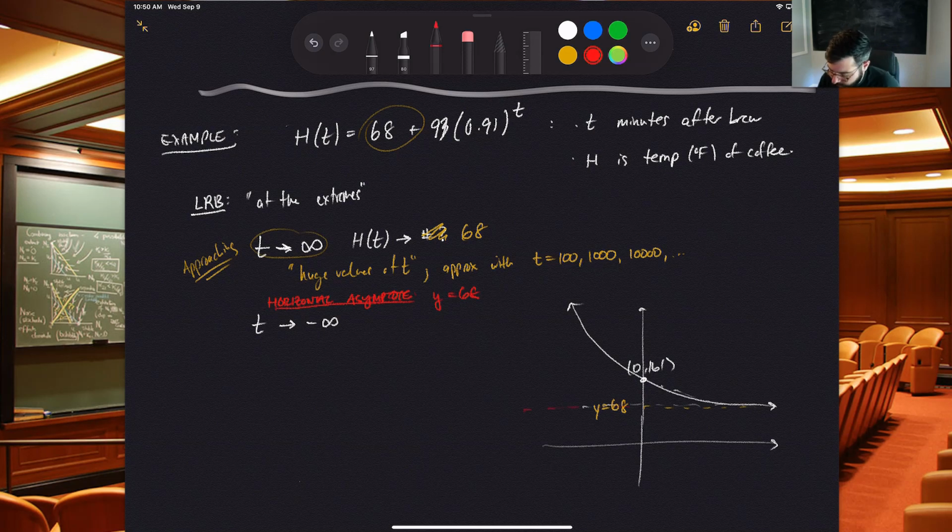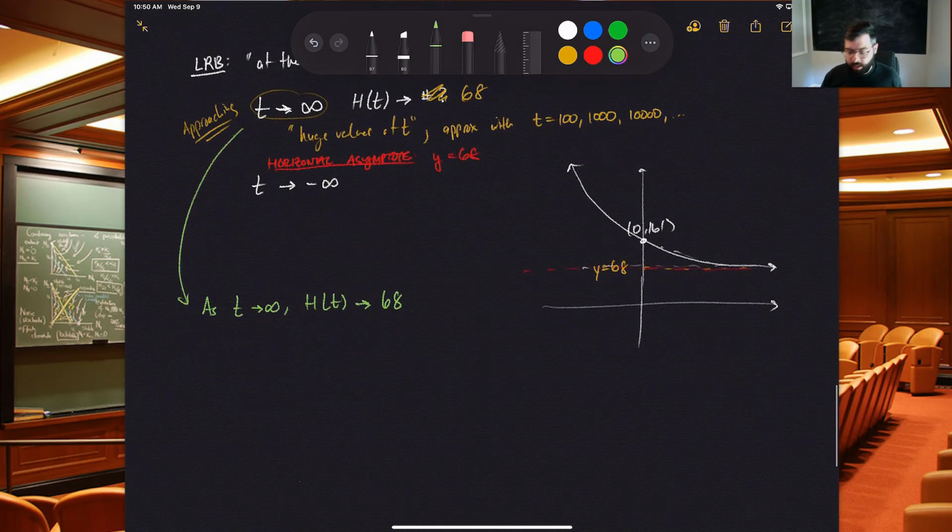If I put y equals 68 into my calculator, which you can do, you'd see that these things will align and converge as t increases. Okay, so to write this a little bit more clearly, you say as t increases to infinity, h of t approaches 68. And we write this a different way in calculus, and we're going to start learning this notation now. This is called limit notation.